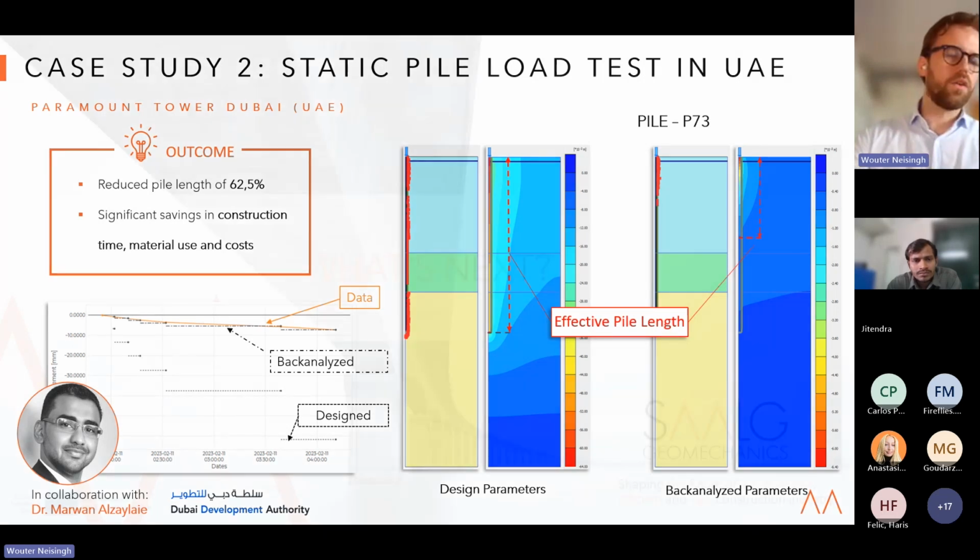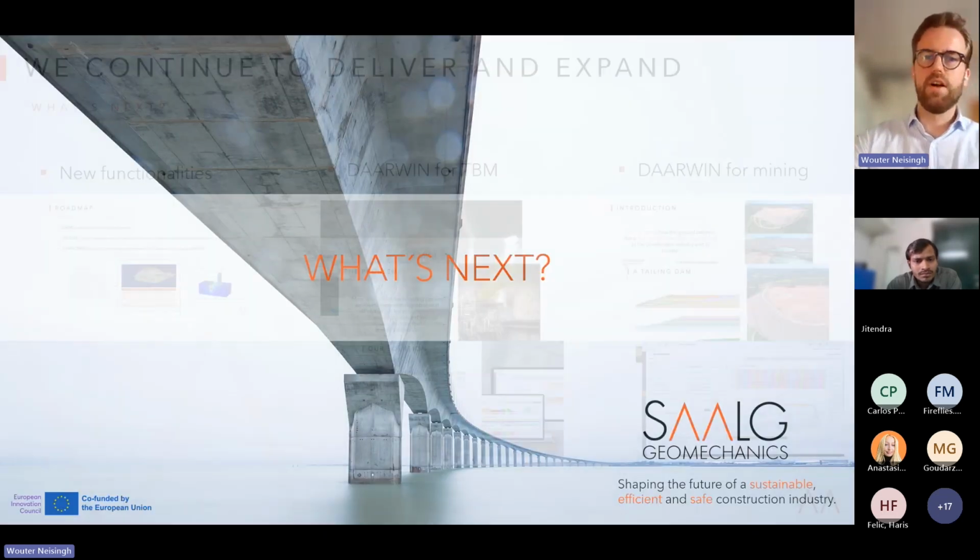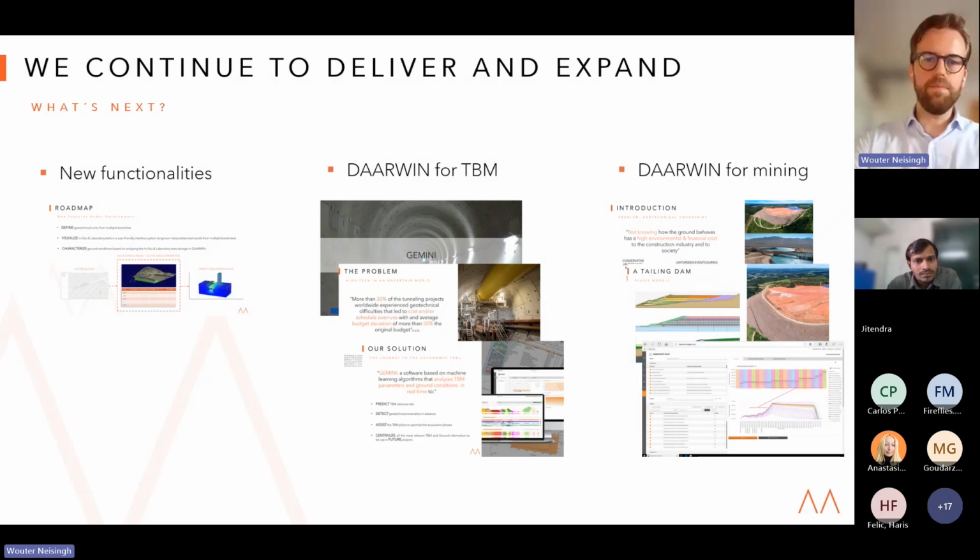So these are concrete examples, but what is next? What is on the horizon? Well, there's 3 things that I would like to highlight. The first one is that in Daarwin, we're continuously developing new functionalities. So among others, about ground interpretation. What we'll do is we work towards a 2D and 3D ground interpretation, or in other words, ground modeling capability that will be available for you as well.